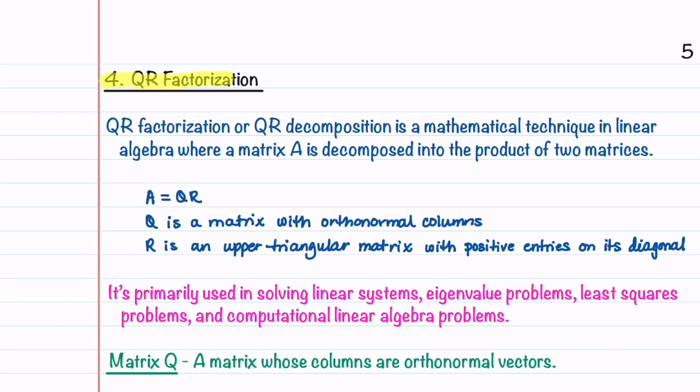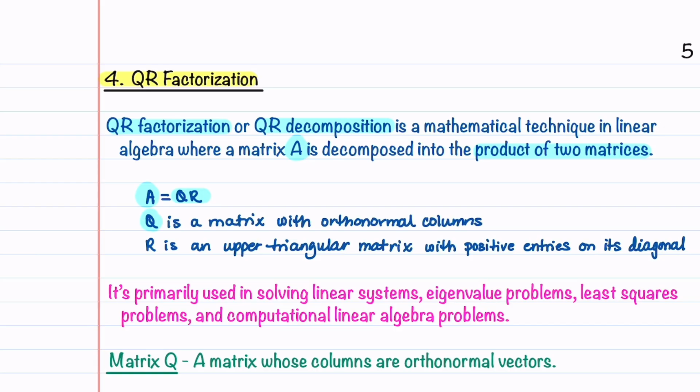Let's now learn about QR factorization. QR factorization, or QR decomposition, is a mathematical technique in linear algebra where a matrix A is decomposed into the product of two matrices. Matrix A is the product of matrix Q and matrix R.